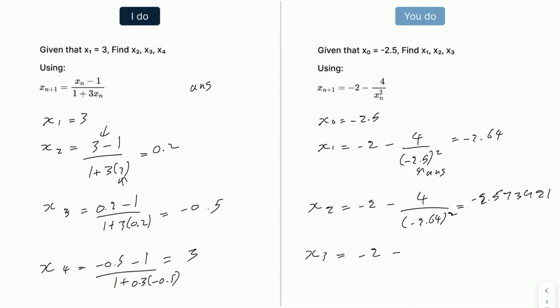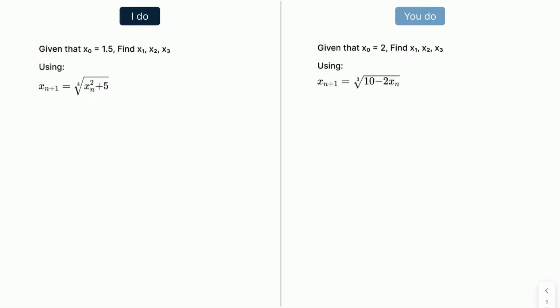And for the final one, again, use the previous answer for the next one. And minus 2.5. Again, you're going to use the answer key, so you'll have the full accuracy. And here you'd want to write the full answer, which is minus 2.603772725. Okay, so moving on to the last example.